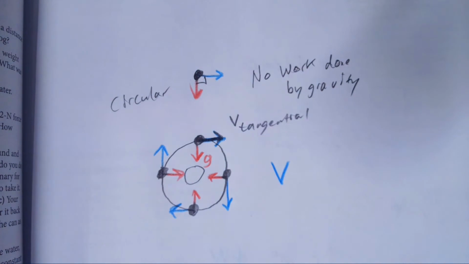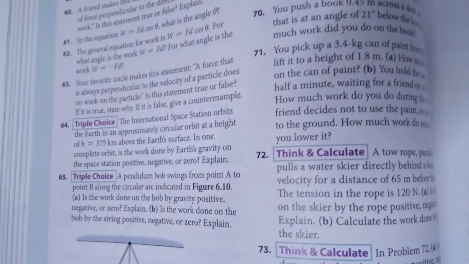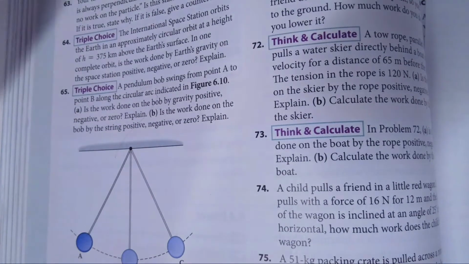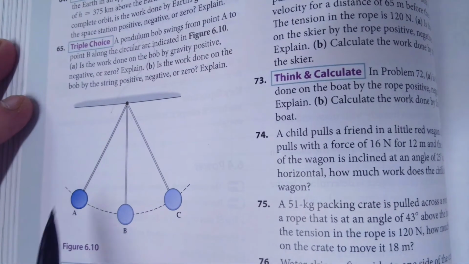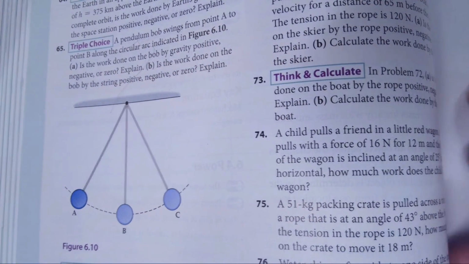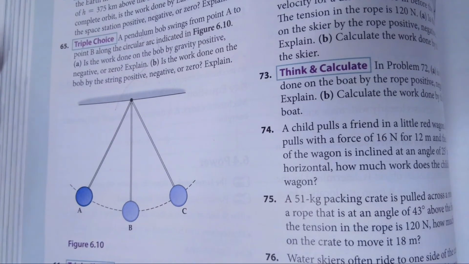Okay, back to the book. 65 and 66 are all referring to this pendulum right here, swinging back and forth. A pendulum bob swings from point A to point B along the circular arc indicated in figure 6.10. Is the work done on the bob by gravity positive, negative, or 0?